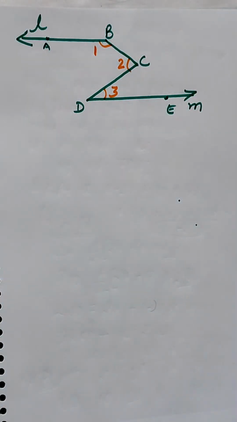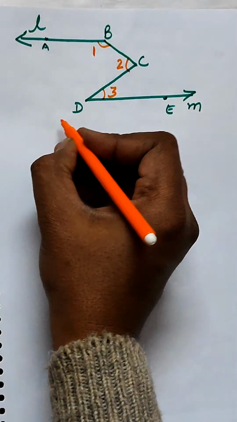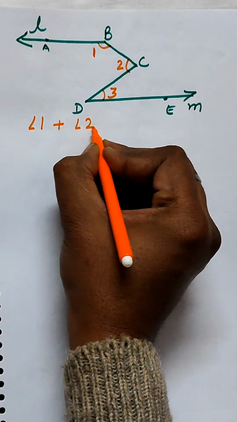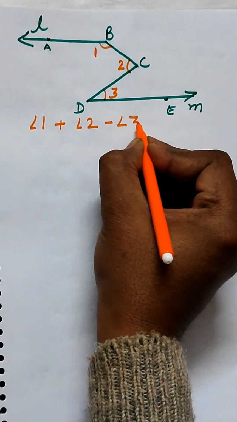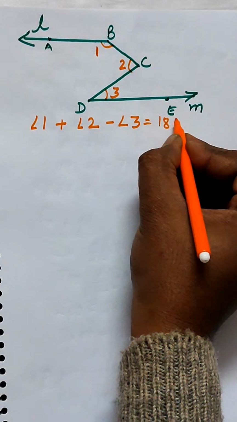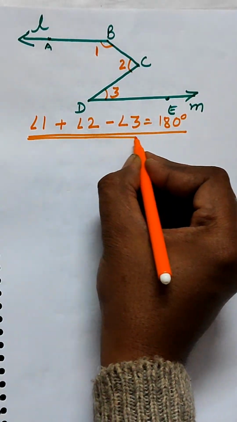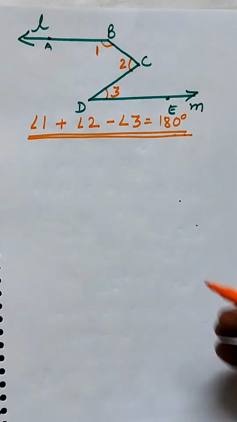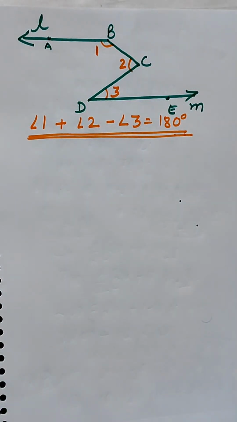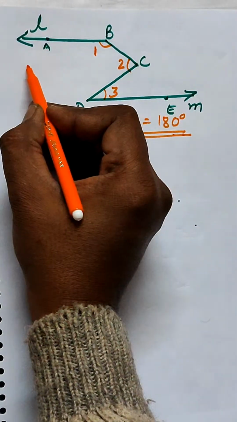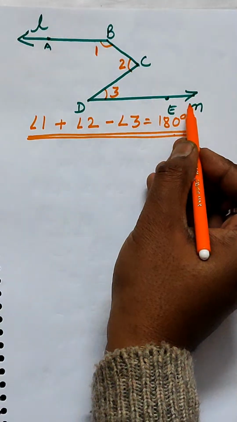We need to prove angle 1 plus angle 2 minus angle 3 equal to 180 degrees. This is the requirement which we have, right? What we will do? From C, draw a line parallel to L and M.